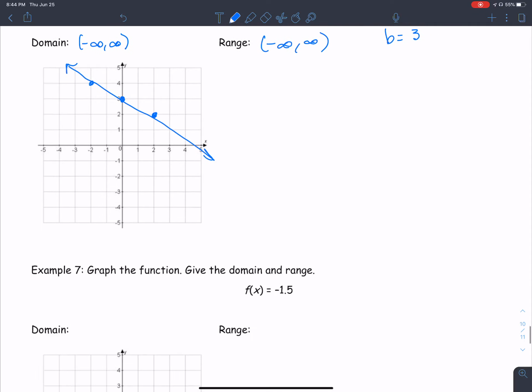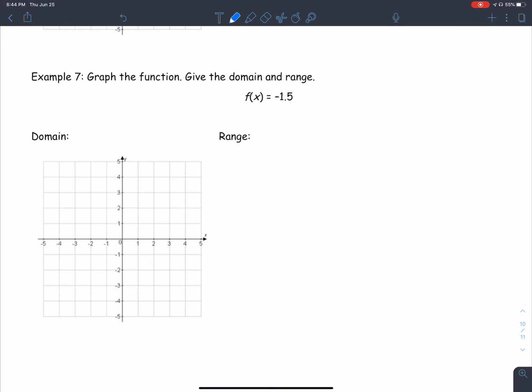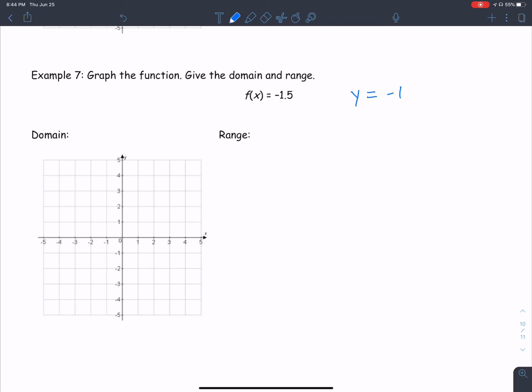Okay. All right, this one, graph the function, give the domain and range. Okay, so this one's a little different. Okay, let's do our domain and range afterwards because it's a little different. So this is y equals negative 1.5. So this is a horizontal line. Okay, so we're going to go to negative 1.5, and it's going to be just like this.